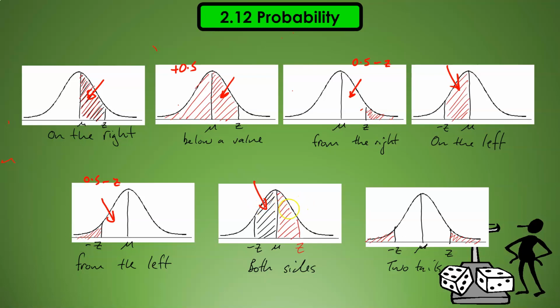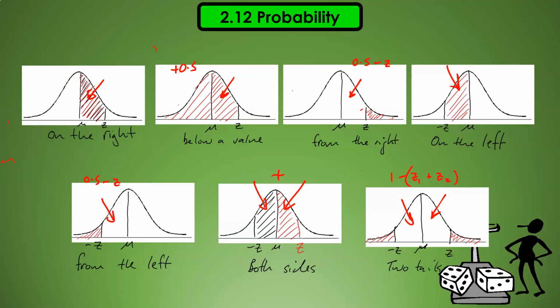And the last one, on both sides, you get a negative Z value and a positive Z value, and you add them together. And the last one, the two tails, it's the same as both sides. You find the areas both sides of the mean, and then you take that away from 1, and that gives you the area in total.